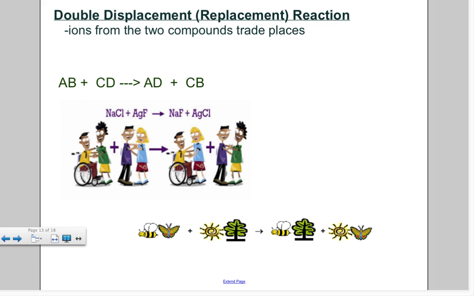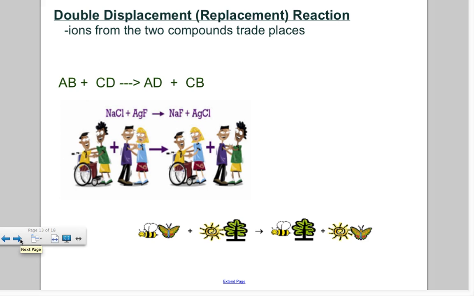So again, we look at our partners dancing again, and the two men change places with one another. Or if you look at here, you have the bumblebee and the butterfly, and the sun and the tree. So the bumblebee and the sun trade places. So the bumblebee is now with the tree, and the sun is with the butterfly. So in double displacement, again, this is what we'll do in class on Tuesday. We look at the first element and the third element, and they trade places with one another.